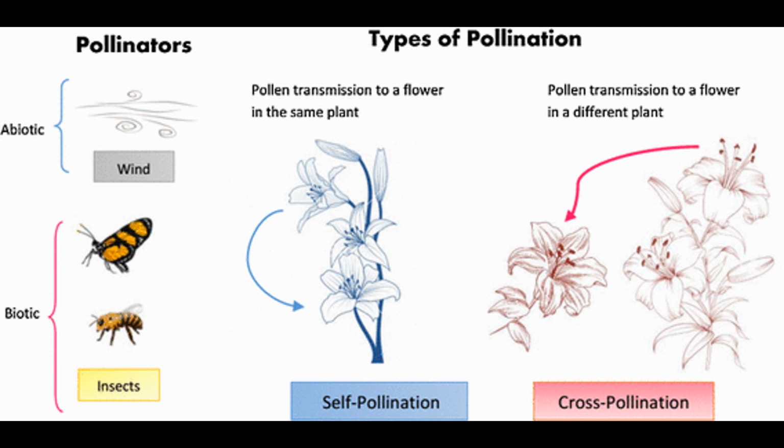Then we have types of pollination. We have self-pollination and cross-pollination, which are other types. Self-pollination is pollen transmission to a flower in the same plant. So that is self-pollination. Then cross-pollination is pollen transmission to a flower in a different plant.